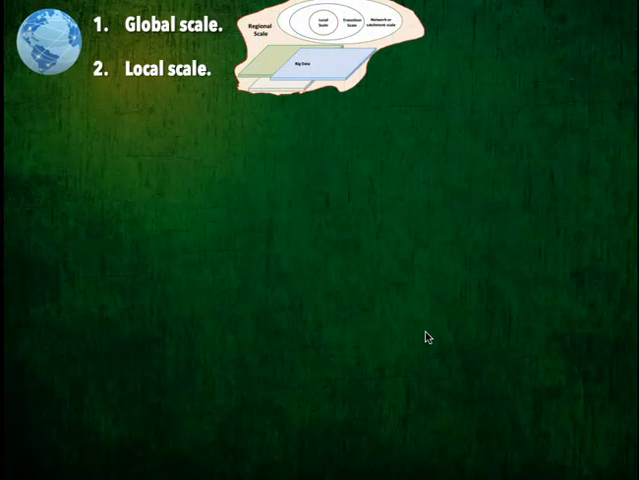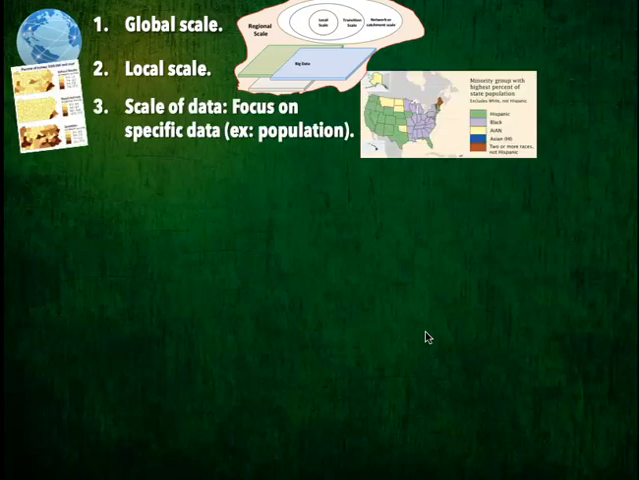With local scale, we can start breaking it down. It could be from global down to a country. It could be from a country down to a state. It could be a state down to a county. It's breaking it down further and further, and localizing in doing so.